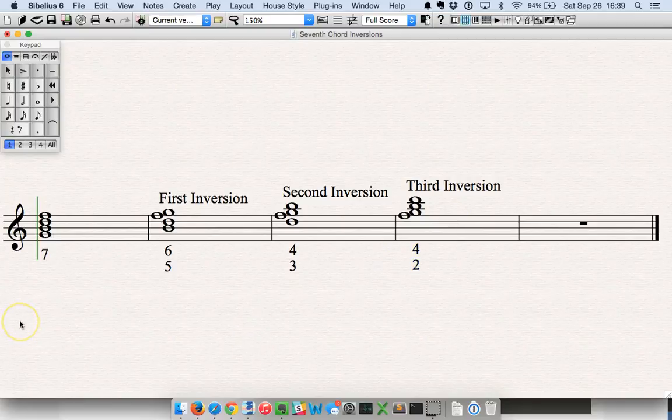So here it is again, one more time to review. Root position, let's go ahead and write that just so you can see that. In root position, these are all close position, but the most important thing is in root position, the bass note is the root. In first inversion, the bass note is the third, and we have a BPS of 6, 5. In second inversion, the bass note is the fifth of that chord, and we use the BPS of 4, 3. And then in third inversion, the seventh of that chord is the bass note, and we use the BPS of 4, 2.